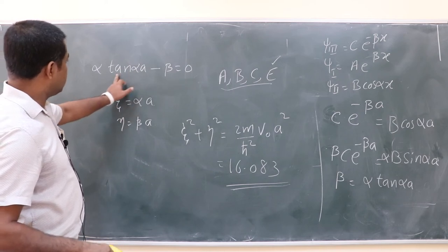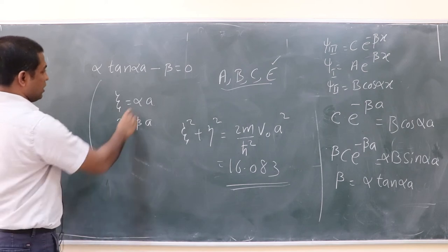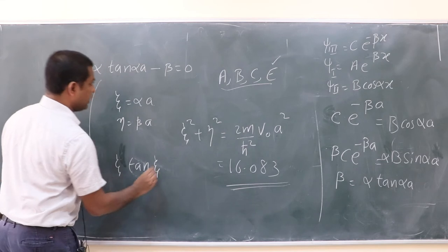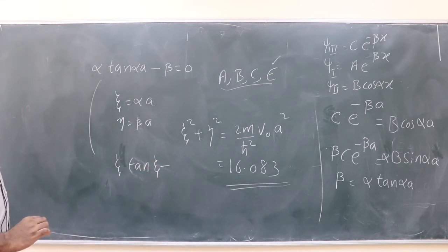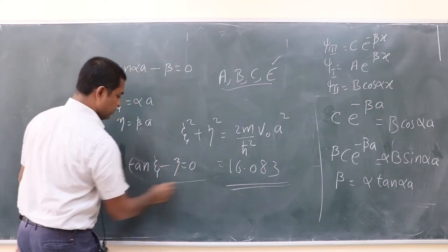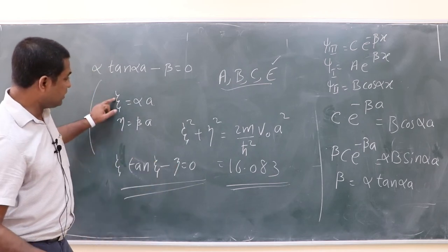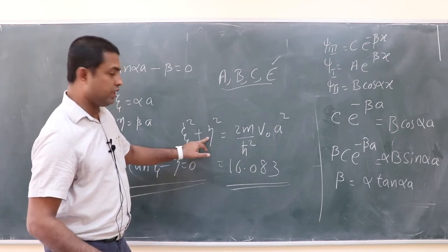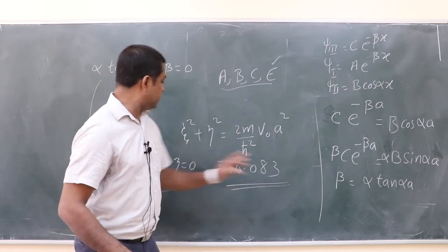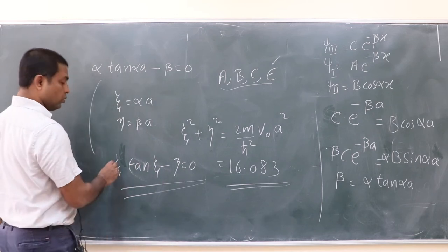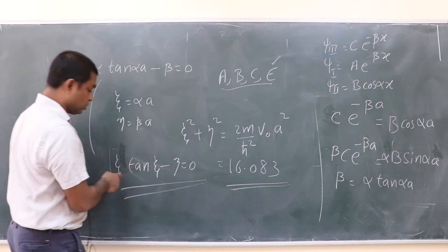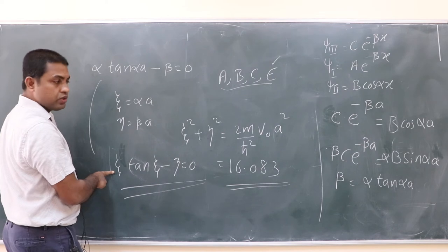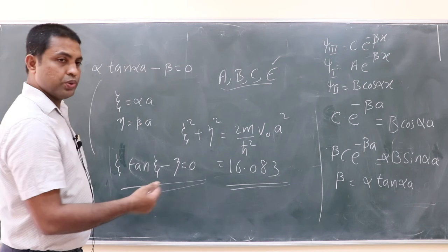So what will this equation be equal to now? Alpha is psi, so psi tan psi equals beta, which is eta. But there is a relation between eta and psi. What is that relation? This one. So I can substitute eta is equal to square root of 16.083 minus psi square. So finally, you have to solve this equation for the roots. Roots of what? Psi. So you find out the roots of this equation for psi. For now you just do the bisection algorithm.